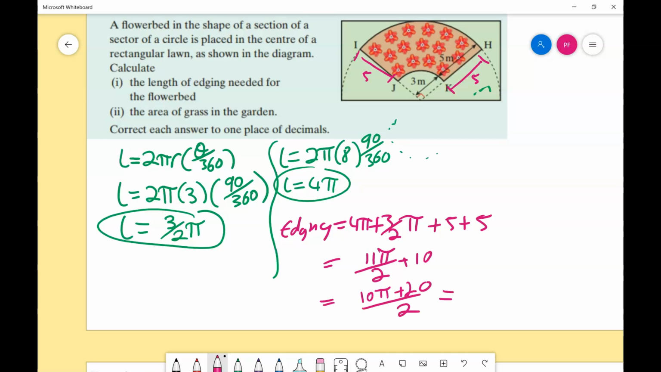And shall we just throw that into decimal form? 11 pi plus 20 all over 2. And I get edging of 27.28. Sorry, one decimal place, 27.3 meters. Okay. Now they want the area of grass in the garden.